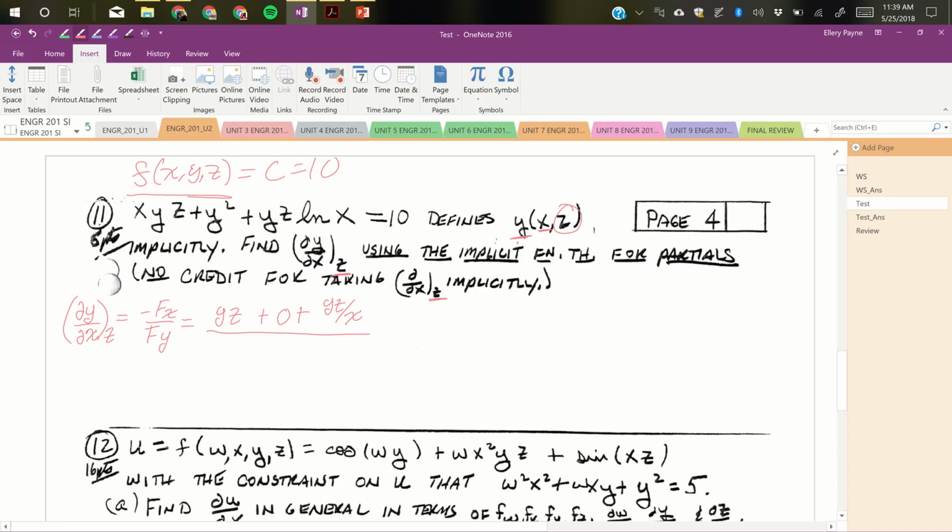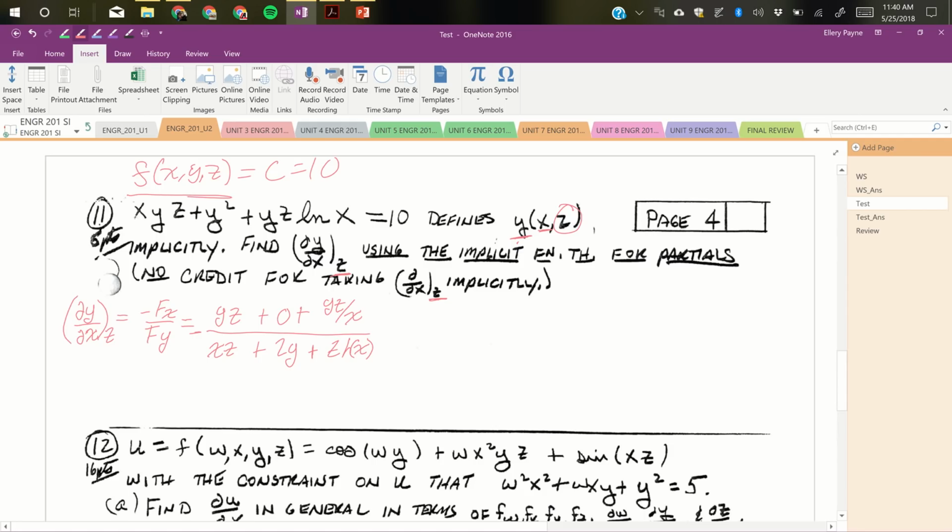Now our f_y. So now we take the partial derivative with respect to y. The first term is going to become xz, plus the next one is going to be 2y. The next term will become z natural log of x. And then we have to always put our minus sign. You can leave it on the outside, you can distribute it, you can do whatever you want with it.